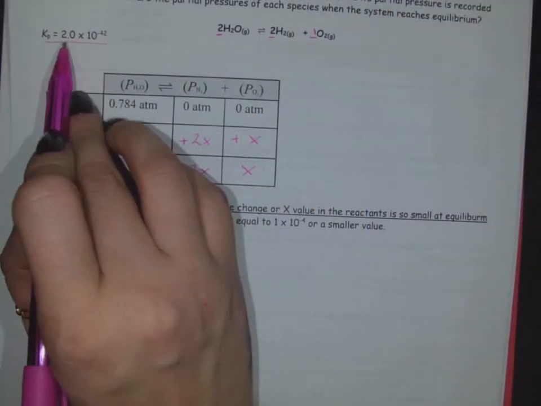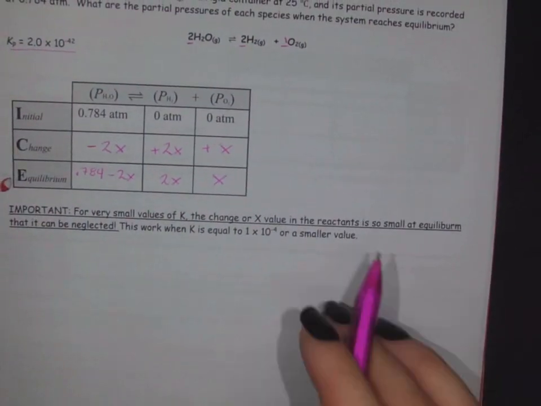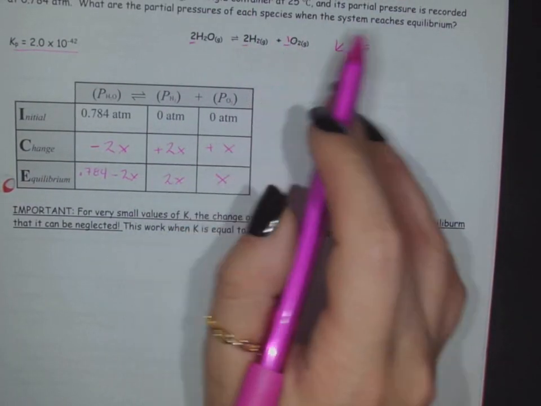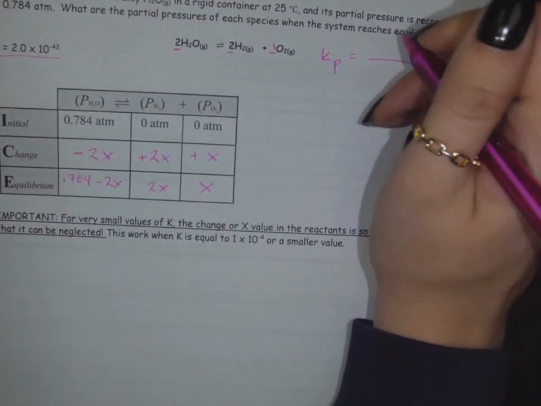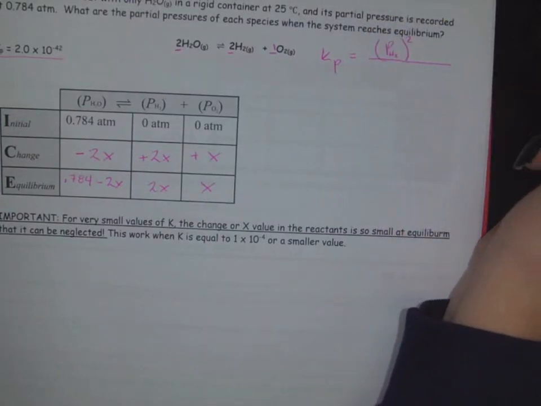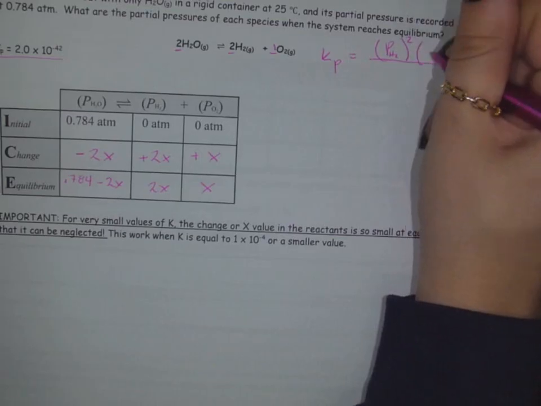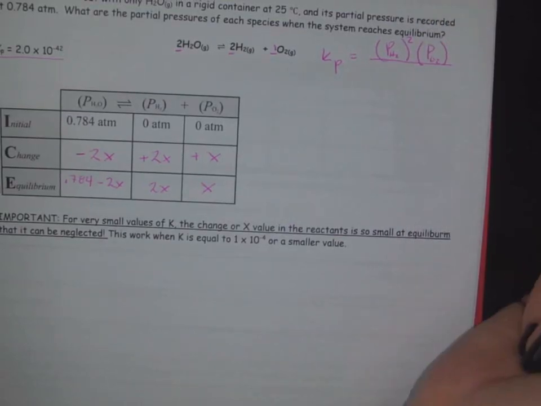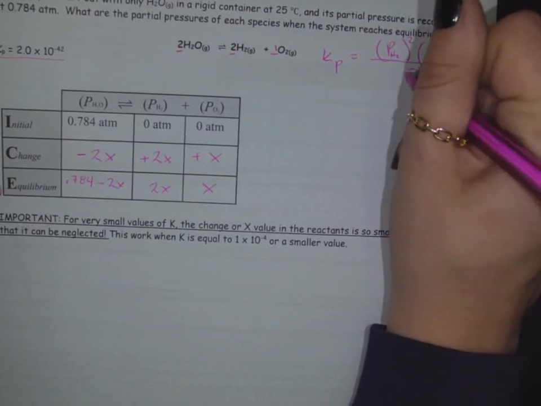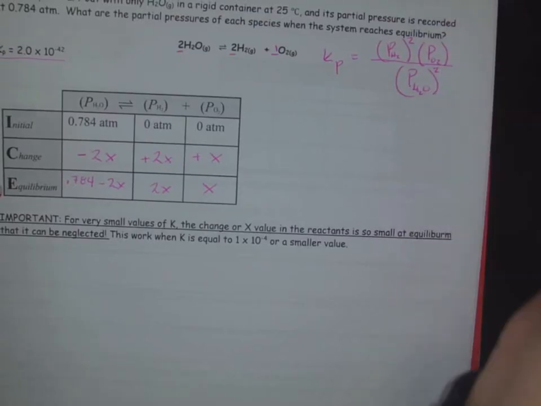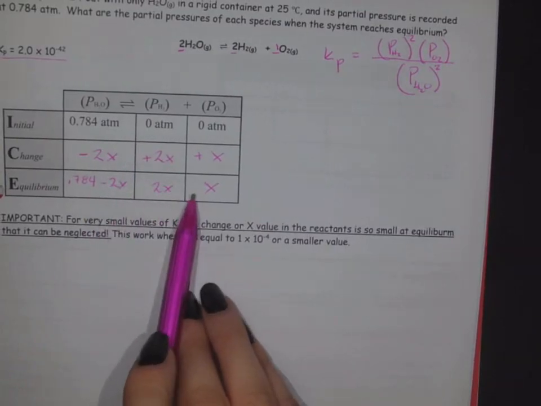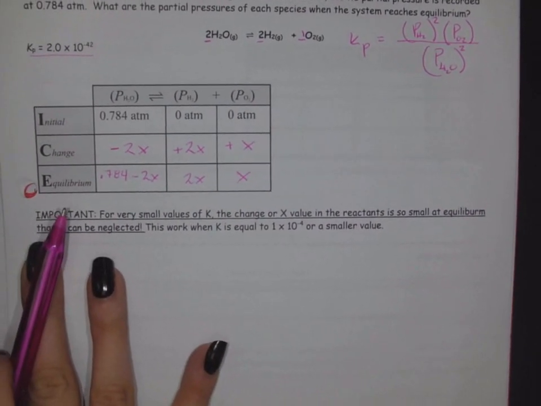Now, we know what the Kp number is, but what is the Kp expression? I look at my reaction here, and everything's a gas, so I'm going to include all of it, and it's going to be products over reactants. So I'm going to have pressure of H2 in parentheses, raised to the second because there's a coefficient of 2, times pressure of O2 raised to the first, divided by the pressure of H2O squared. And these are the pressures at equilibrium, and that's what we have right here. But we have a little trick that's going to really make this math easier.